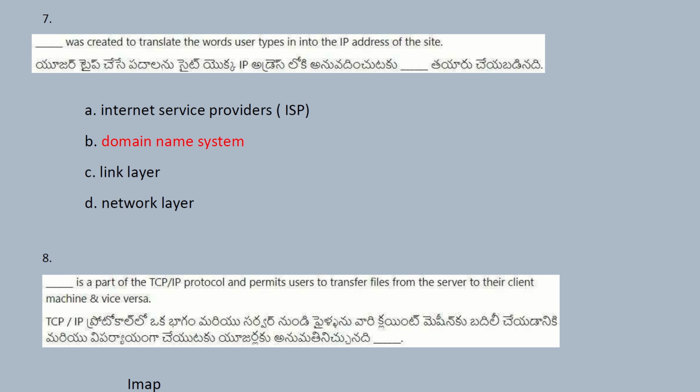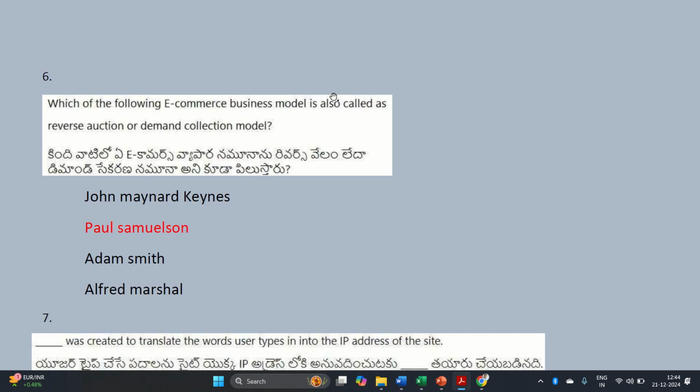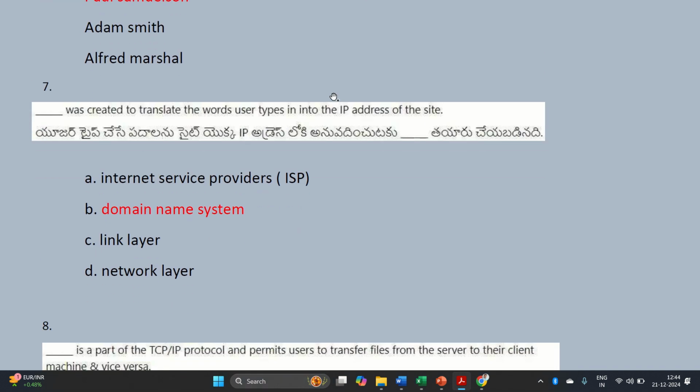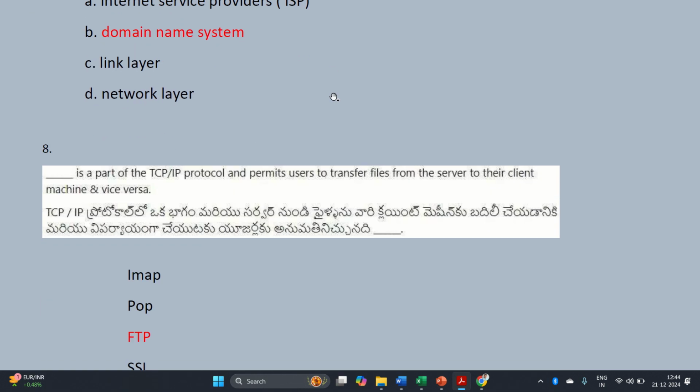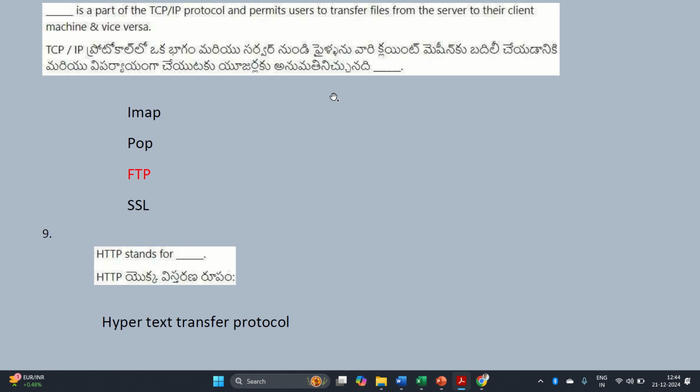Dash was created to translate the words a user types into the IP address of the site. That is the domain name system. HTTP stands for Hypertext Transfer Protocol.